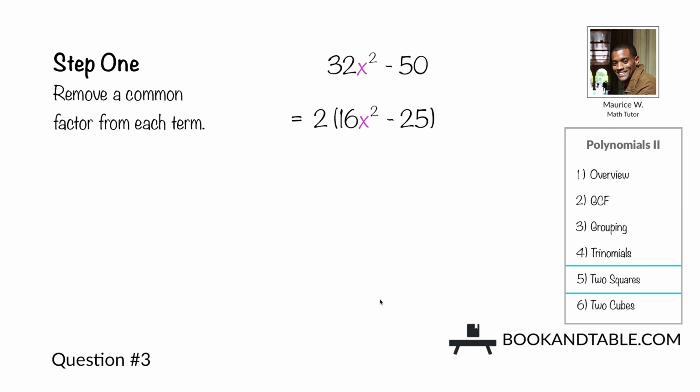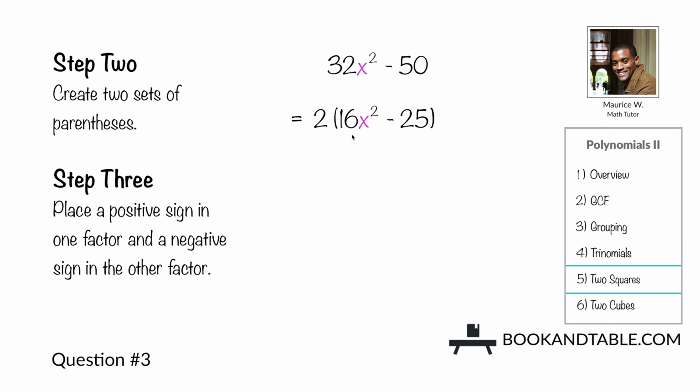And now question number 3. We were given 32x squared minus 50. We'll notice that 32 is not a perfect square and neither is 50. But if we were to cut each one of these in half, we would get 16 and 25. So that's the clue that lets us know that we want to remove a common factor from each term, which in this case is 2. 2 times 16 would give you 32. 2 times 25 would give you 50. So once we remove the common factor 2, we are left with 16x squared minus 25, and that is the difference of 2 squares. So now we can proceed with the normal steps.